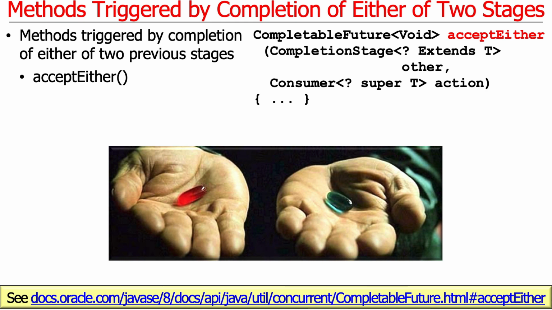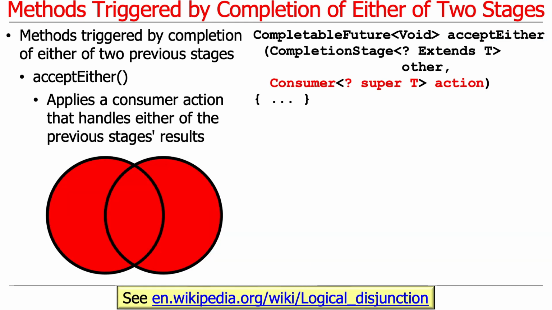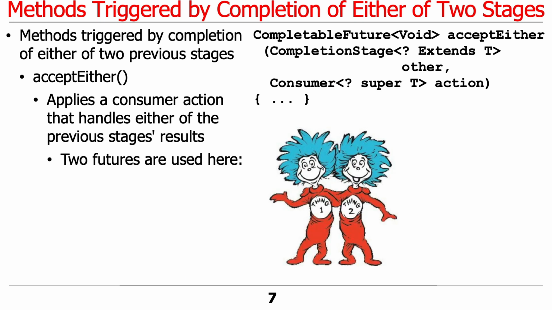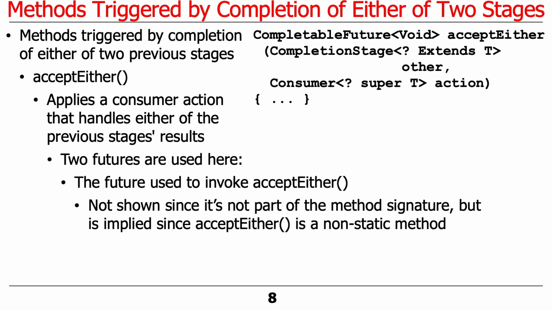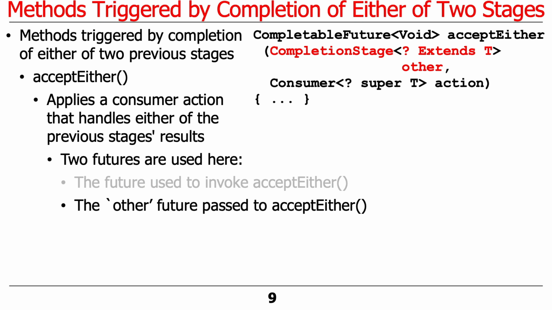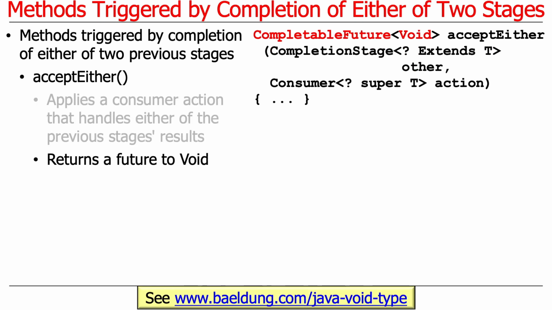So acceptEither is going to be triggered when either of its completable futures finish. It's kind of like the famous scene from The Matrix where you get to choose the blue pill or the red pill. And the consumer action that's passed in will be called to handle the results of either of the previous stages. Once again, as with thenCombine, there are two completable futures that are used here. The one that's used to invoke acceptEither, which we don't see because it's part of the way that non-static methods are called in general. And then the second one is the other parameter that's passed to acceptEither.